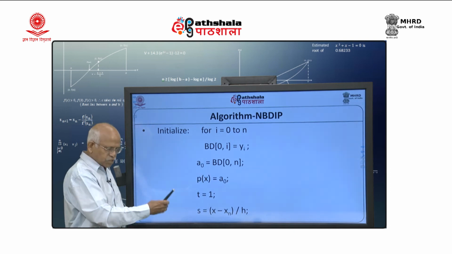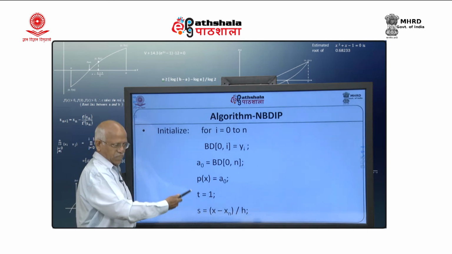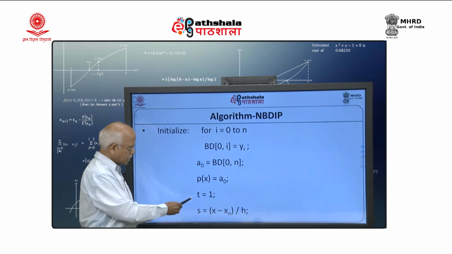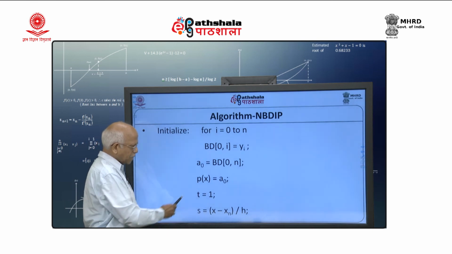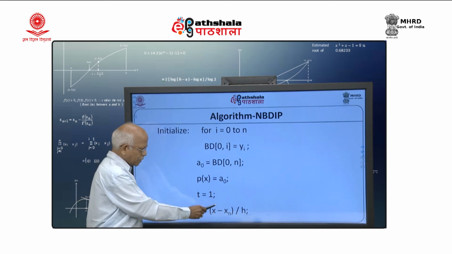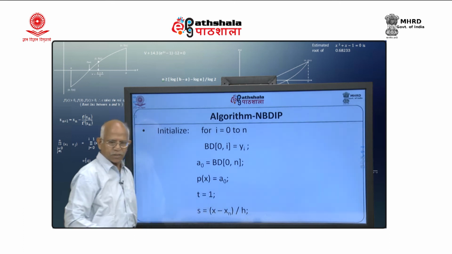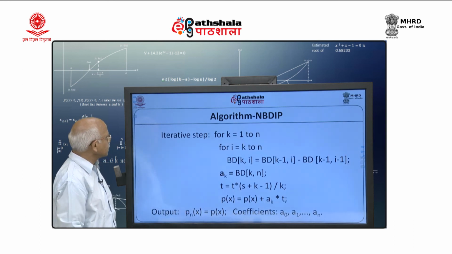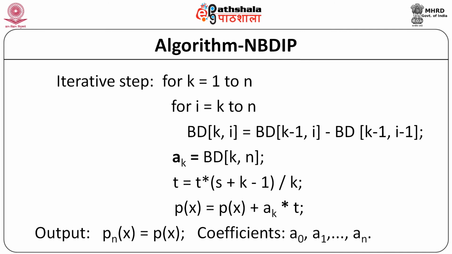So, first term, or you can call it the 0th term, and then you go on adding subsequently the terms like that. And term is initialized by 1. So, t equal to 1, and your s is taken as x minus x n by h. So, these are all the initializations done, and then we are calculating here the iterative step like this.